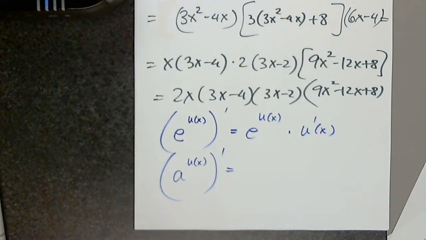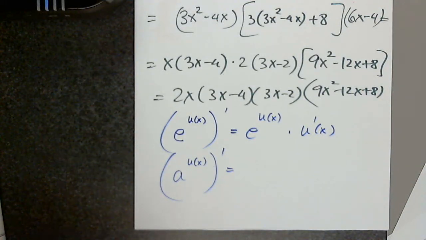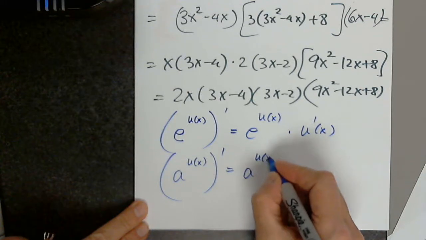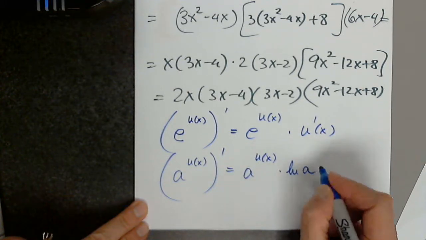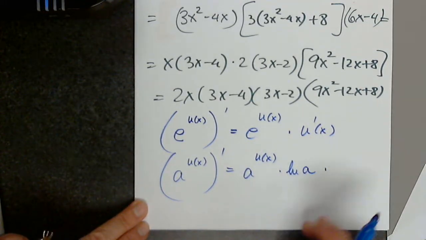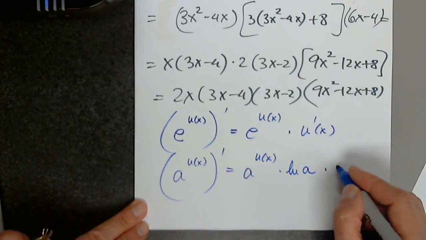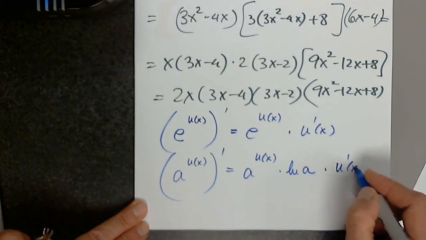What about a raised to u of x, prime? It's a to u of x times, remember, natural log a times the inner function prime, which one is the inner? U prime of x. Very good.